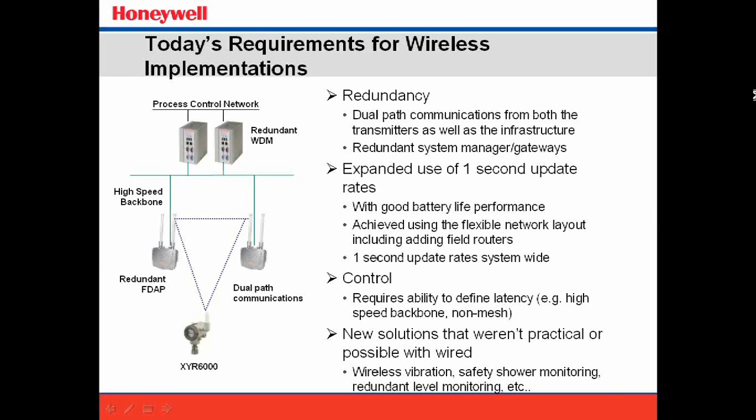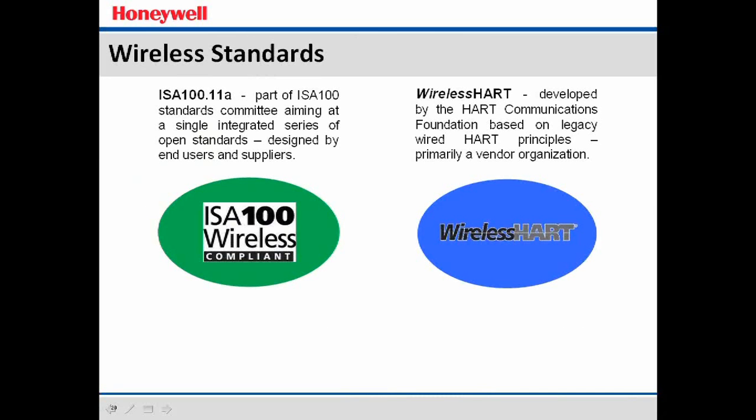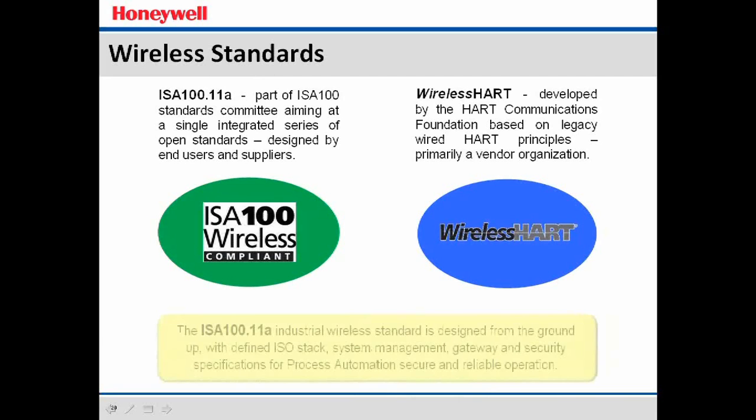As for the standards, the 2 wireless standards that are really out there now, and there's a few other smaller ones, but these are the 2, the ISA 100 and WirelessHART. The ISA 100 committee was a group of manufacturers, distributors, and end users that came together and came up with a series of open standards to produce that standard. It was designed from the ground up with a defined ISO stack, system management, gateway, and security specifications.